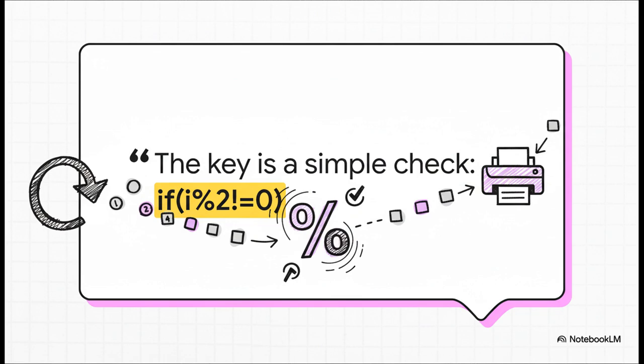Now, don't let that little % sign scare you. It's called a modulo, which is just a fancy way of asking, what's the remainder after you divide? So this line is literally just asking the computer, hey, when you divide the current number by 2, is the remainder not 0? If the answer is yes, then hey, it's an odd number, print it. If not, the loop just says, okay, next, and zips right past it.